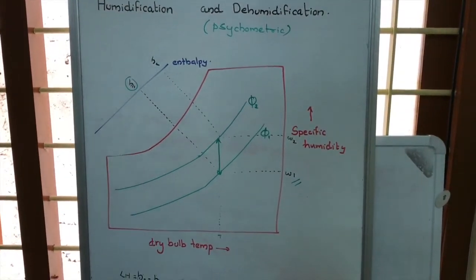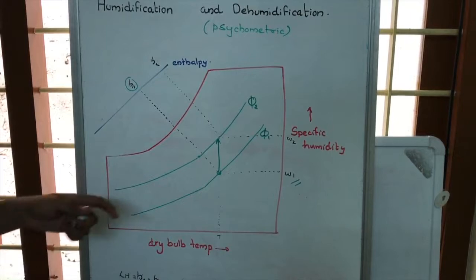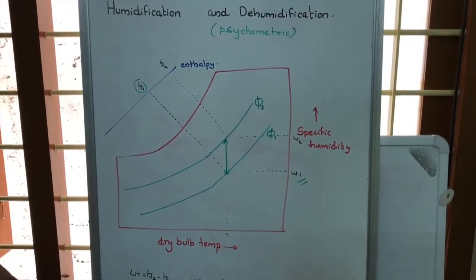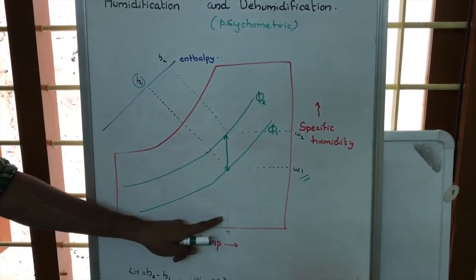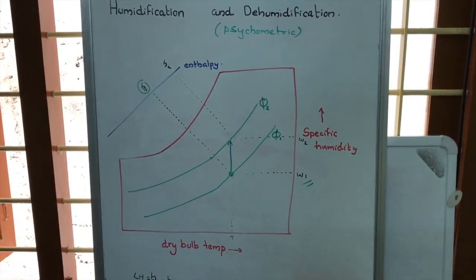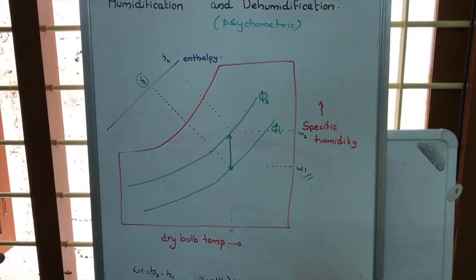And humidification means we are adding moisture to this particular state. So this will have a relative humidity phi1, and to that we are adding moisture. We are adding moisture in such a way that the temperature remains constant. So when through the addition of the moisture the temperature remains constant, that means there is no sensible heat addition.